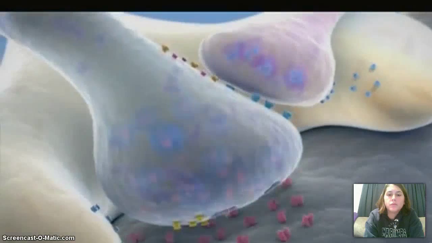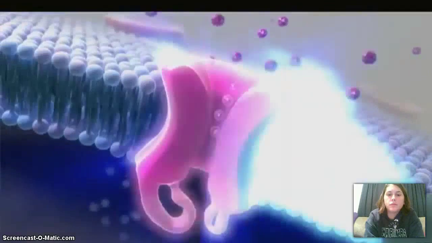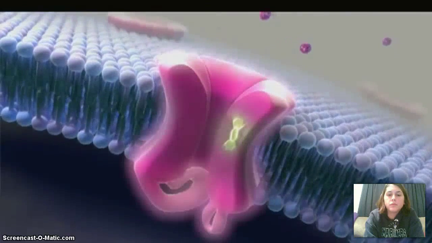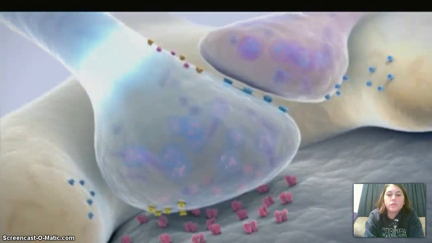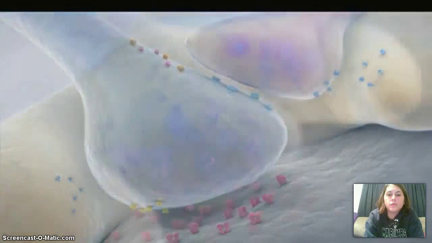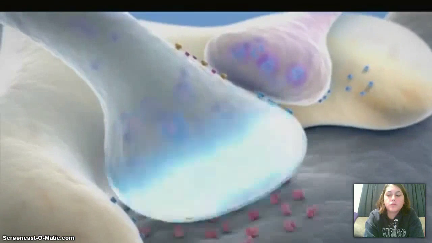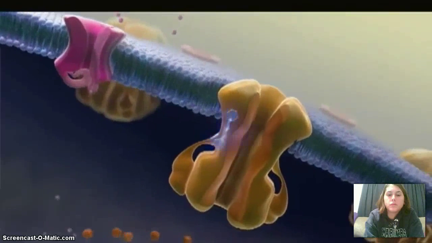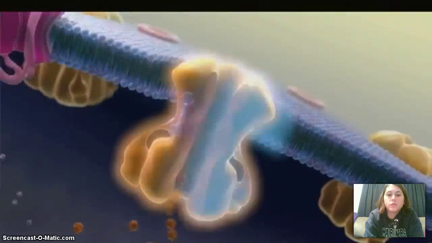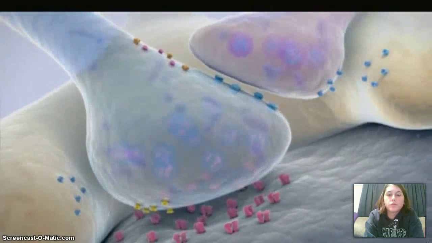Many of the available AEDs block sodium channels. Voltage-gated sodium channels enter an inactive state following each action potential. Prolongation of this inactive state prevents neurons from firing rapidly and is thought to be the principal mechanism of AEDs such as phenytoin, carbamazepine, and lamotrigine. A potassium channel opener enhances transmembrane potassium currents by keeping these channels open longer. This is believed to stabilize the resting membrane potential and reduce brain excitability.